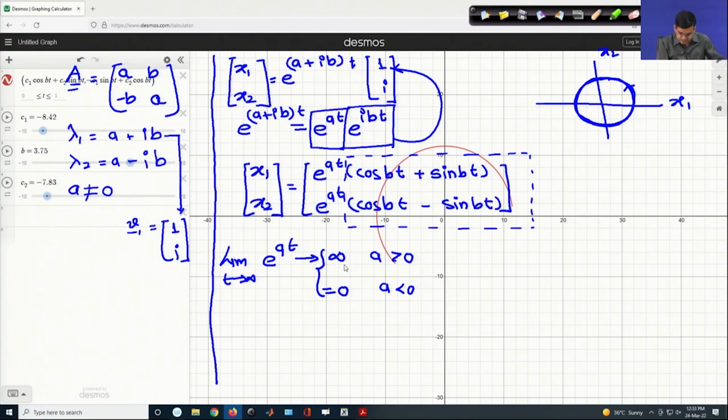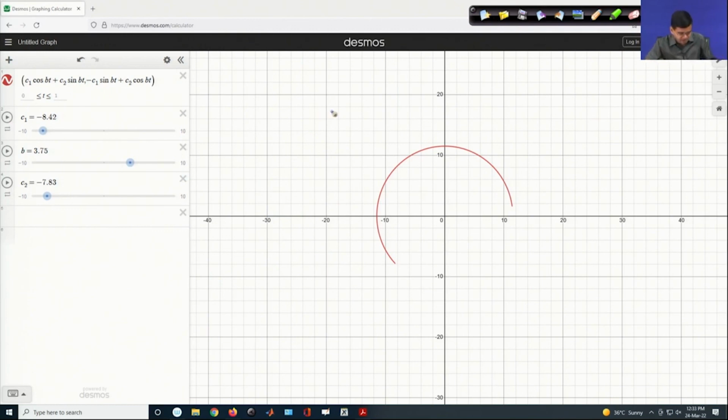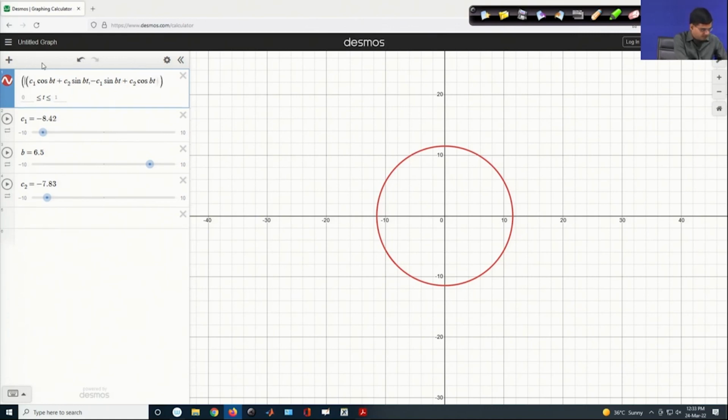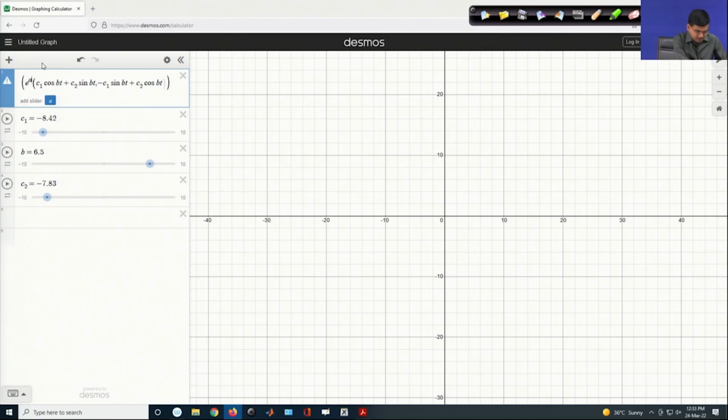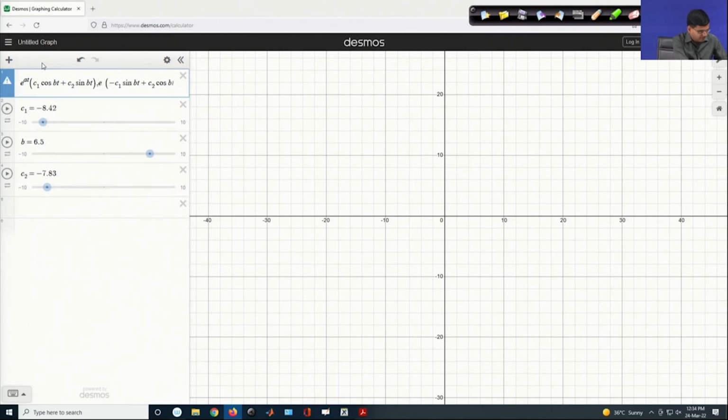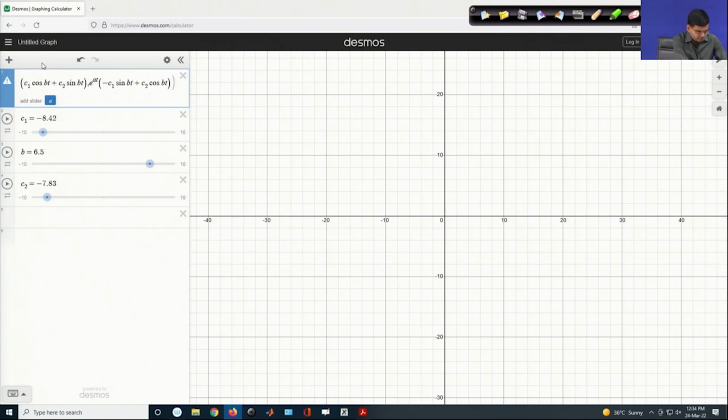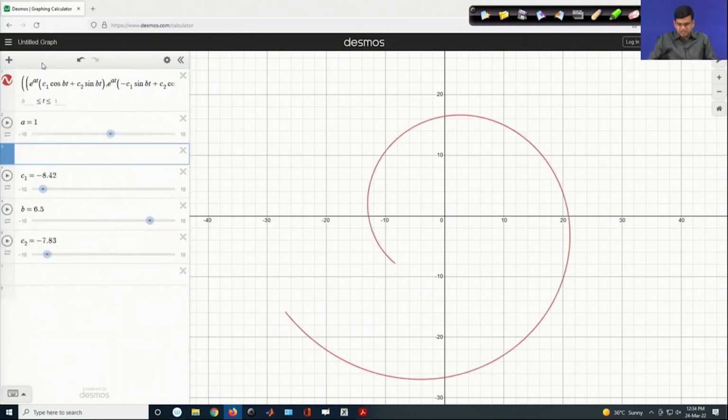All we need to do is multiply this by e to the power a t, and here also e to the power a t. Let us see what happens here.